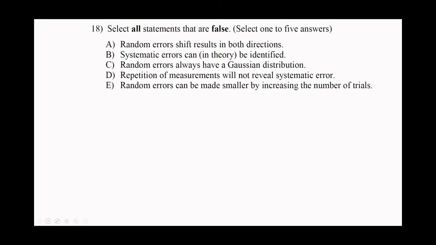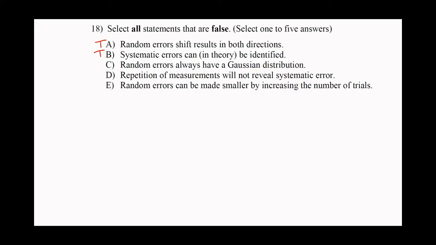Okay, select all statements that are false, okay? And you can select 1 to 5 answers. Random error shift results in both directions. That is true, right? Systematic errors, in theory, can be identified. Yes, we can use a standard to find them, right? Or just like in experiment 4 in the lecture, we talked about, hey, you don't want to get this too hot, otherwise, it'll destroy the peroxide. That's an understanding we've identified a systematic error.